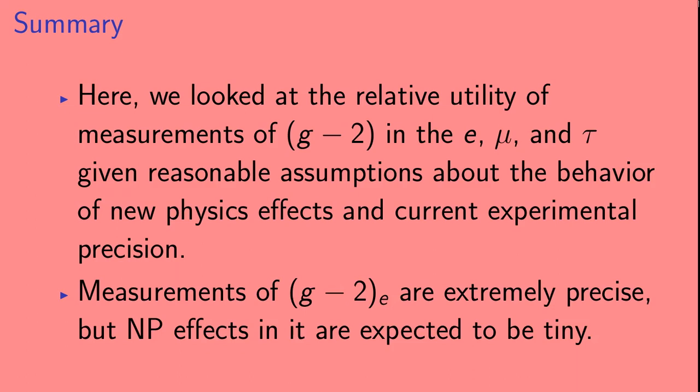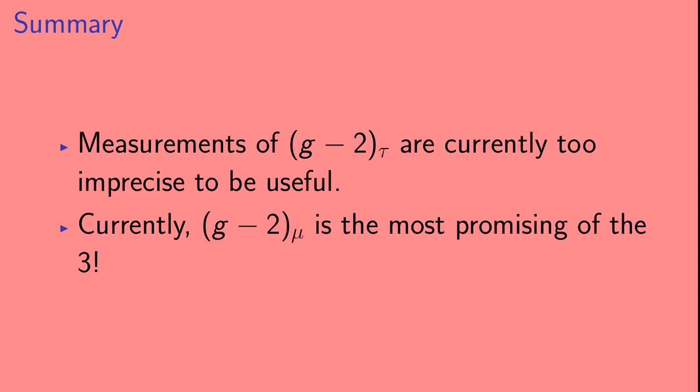Okay, so let's briefly summarize. So here we looked at the relative utility of the measurements of g-2 in the electron, the muon, and the tau, given reasonable assumptions about the behavior of new physics effects and the current experimental precision. Measurements of g-2 of the electron are extremely precise, but unfortunately, new physics effects in it are expected to be tiny. On the other hand, measurements of tau g-2 are currently too imprecise to be useful. So currently, g-2 of the muon is the most promising of the three.